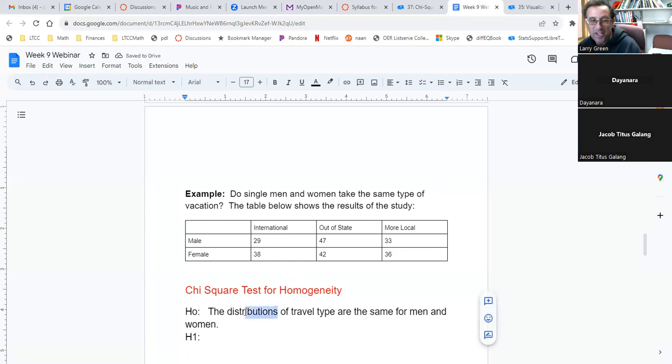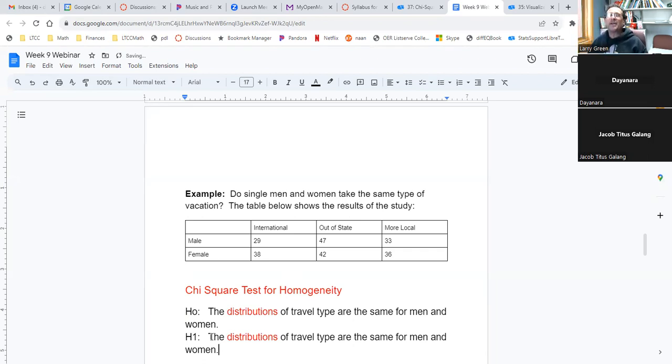And let me take distributions, shout it out, because that's the big word. Got to have that. Any guess on what H1 is going to be? It's not very different. How is H1 going to be different from H naught? So I just copy and paste. Yeah, exactly. Before the word "the," you put "not." So the distributions of travel type are not the same for men and women.